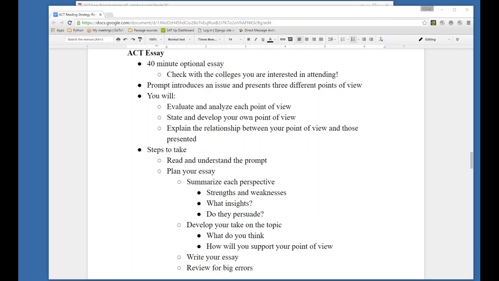So on the ACT essay, and we're going to look at an actual sample prompt in a minute, and we're going to look at a couple of essays also, the prompt is going to introduce some issue. There'll be a short little paragraph that defines the issue being discussed. Then it will provide you with 3 points of view.